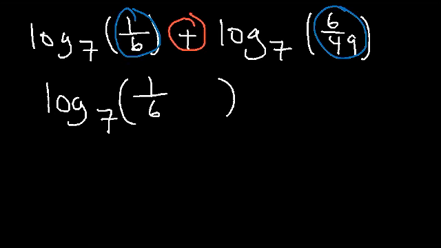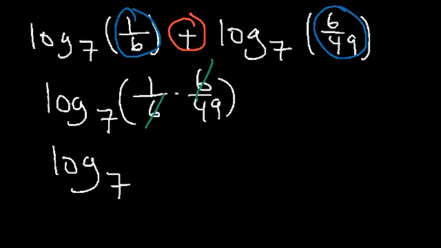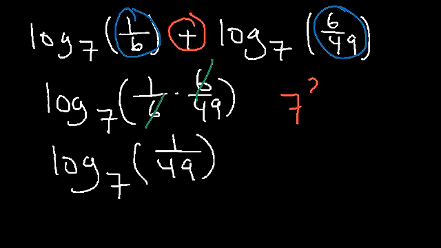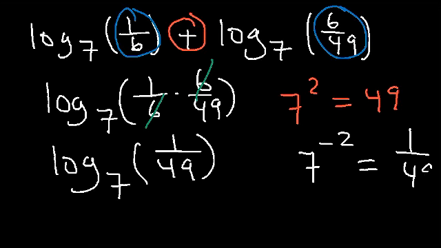So it's 1 over 6 times 6 over 49. Notice that the 6's cancel. And so what we have left over is log base 7 of 1 over 49. We know that 7 squared is 49. So therefore 7 to the negative 2 power is 1 over 49. Therefore this expression is equal to negative 2. So that's the answer.